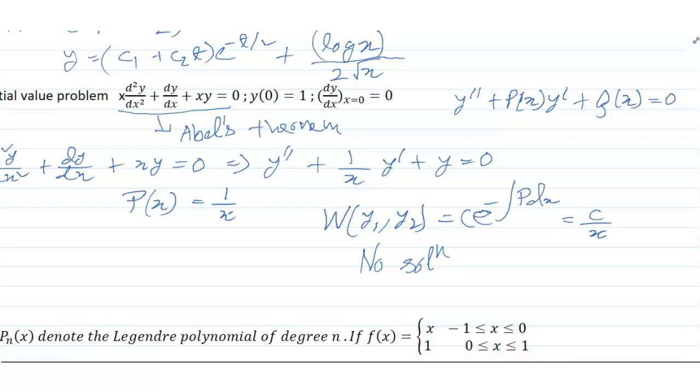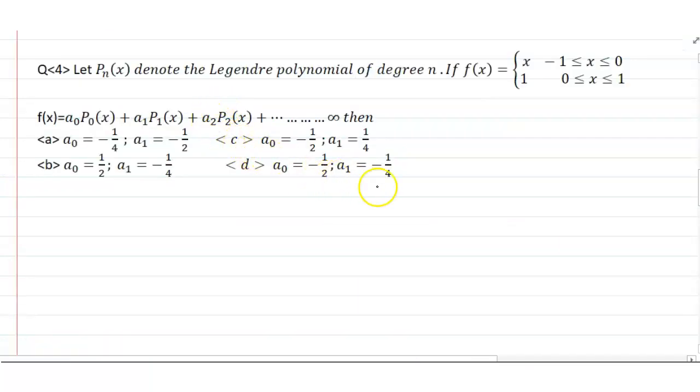Next, we will solve another problem. Pnx denote the Legendre polynomial of degree n. So if fx is equal to x on minus 1 to 0 and 0 on 0 to 1, and fx is equal to a0 p0x plus a1 p1x plus a2 p2x up to infinity, then a0 is equal to minus 1 by 4, a1 is equal to minus half, c, d, this is the value I have to find out.